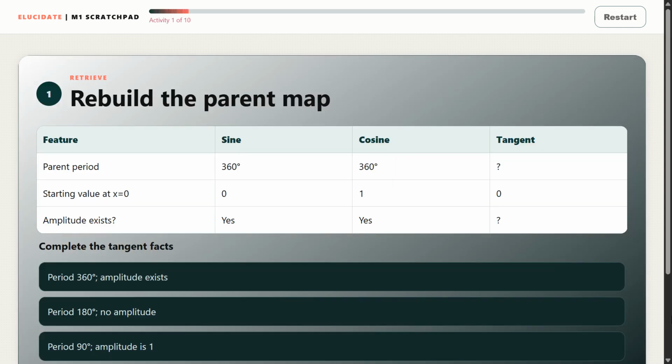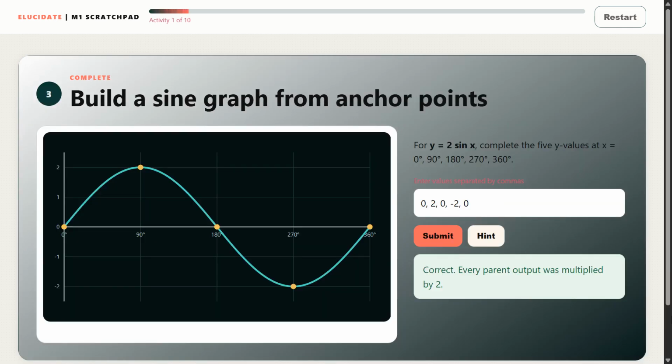In the scratch pad, we are building y equals 2 sin x from its 5 key points. The question asks, for y equals 2 sin x, give the 5 y values at 0 degrees, 90 degrees, 180 degrees, 270 degrees, 360 degrees. The answer is 0, 2, 0, -2, 0.